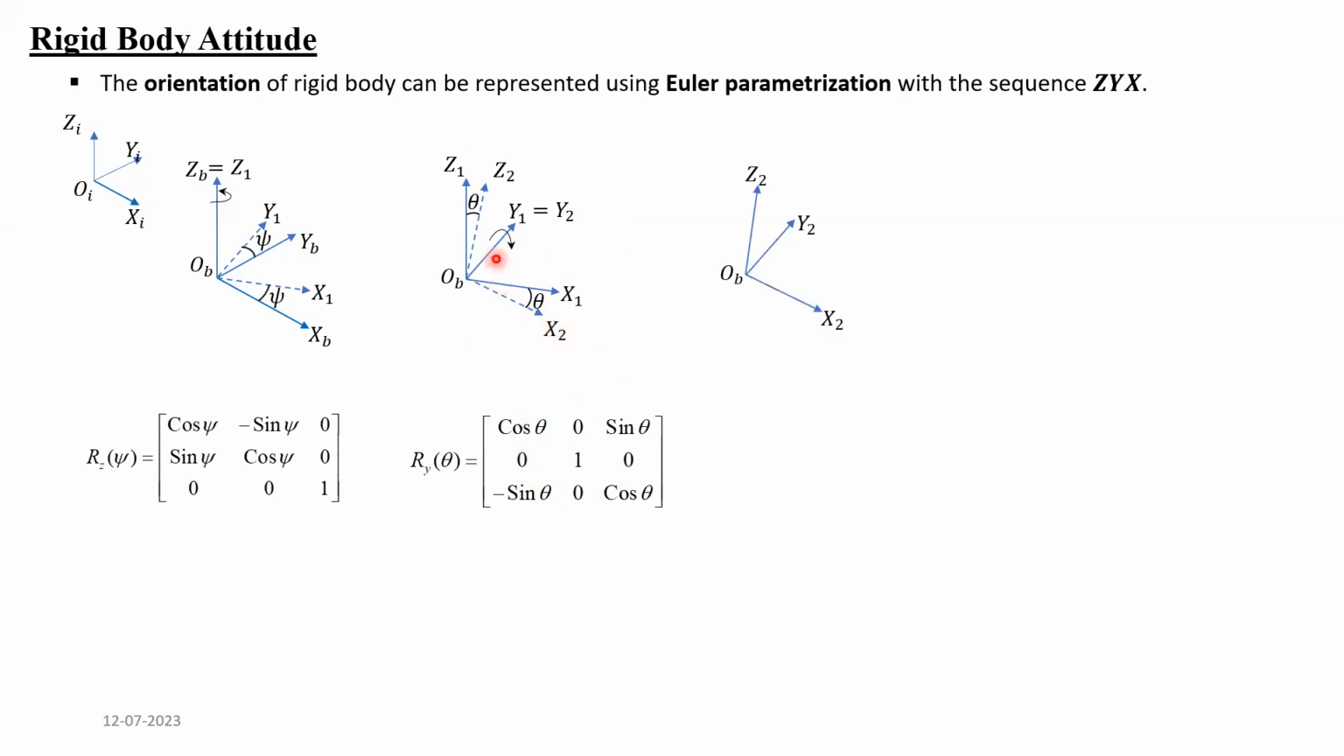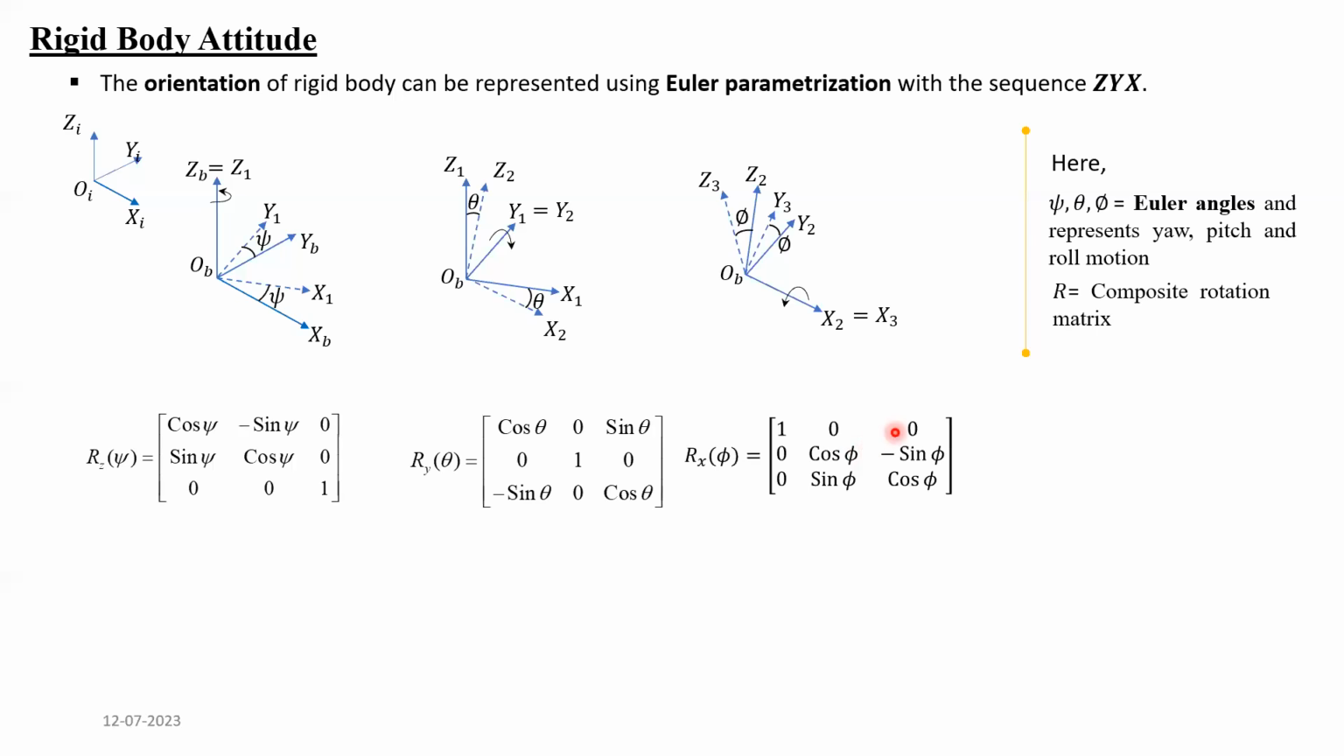Now finally, I'm taking my current frame, x2, y2, z2, and I'm rotating with respect to x. So x means it will go like this. Same thing, project back and we'll get this rotation matrix. Here psi, theta, and phi are yaw, pitch, and roll, which are called Euler angles. This will represent the drone attitude.